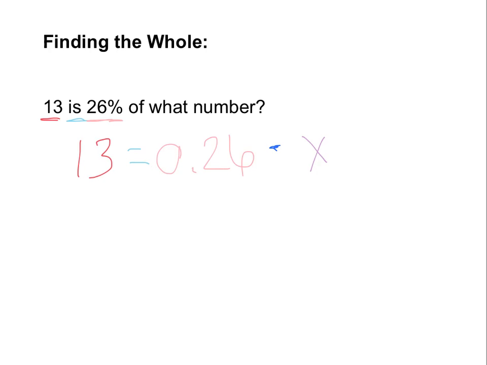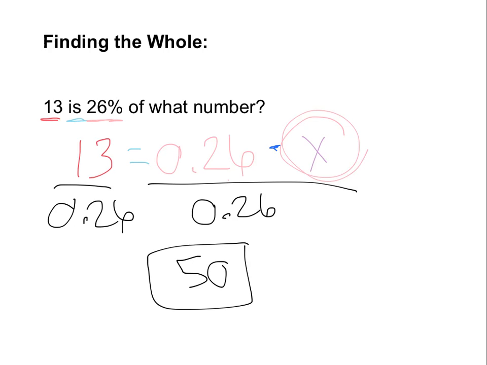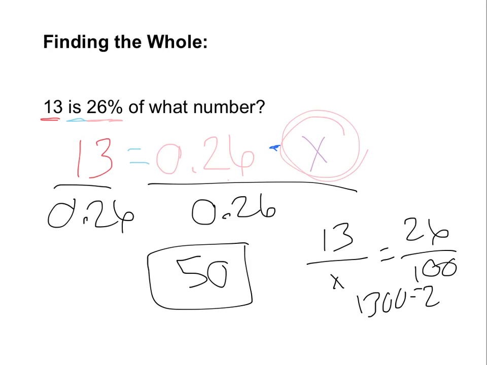So we need x all by itself, so we need to get rid of this piece right here. Well, how do we get rid of that piece? Right now it's 0.26 times x, so we need to divide both sides by 0.26. So you're taking 13 divided by 0.26. So our answer is 50. Again, if you wanted to use a percent proportion, you did the exact same thing. We'd put 13 over x equals 26 over 100. We get 1300 equals 26x. We divide by 26 and we'd still get 50.